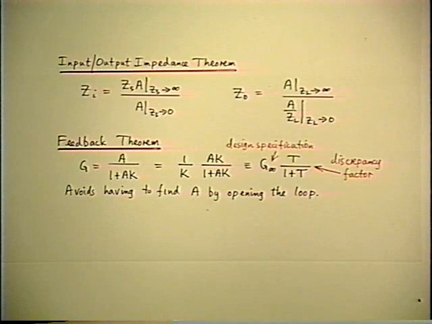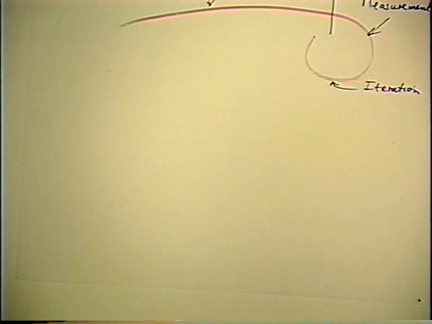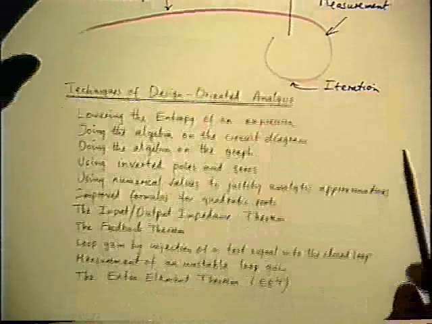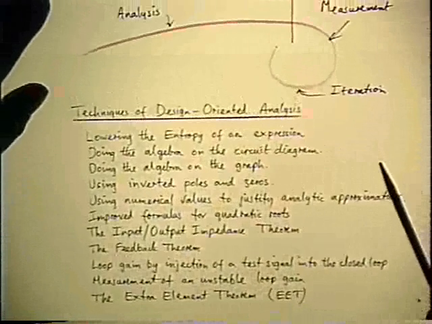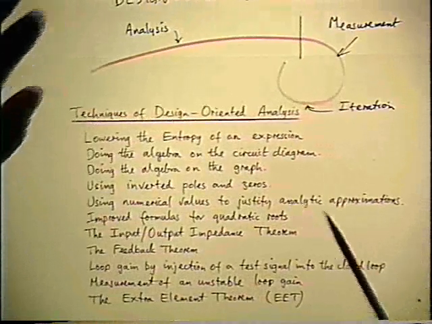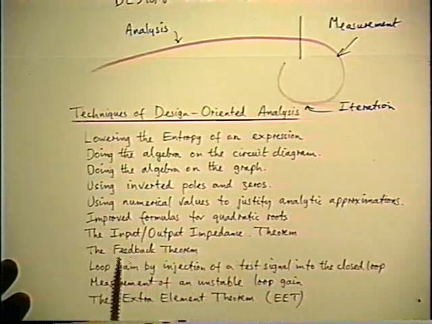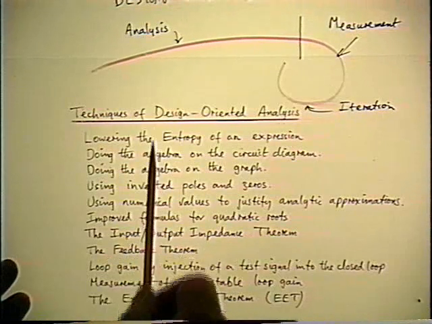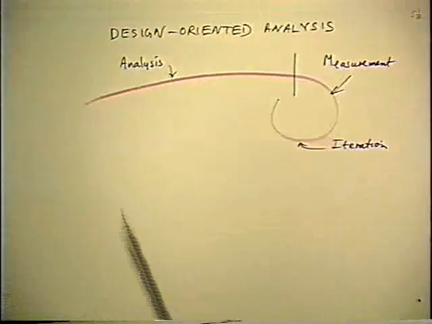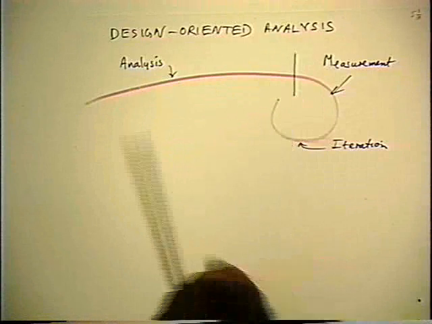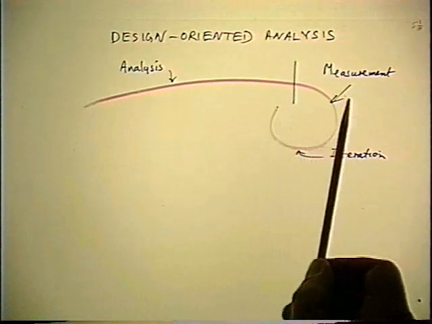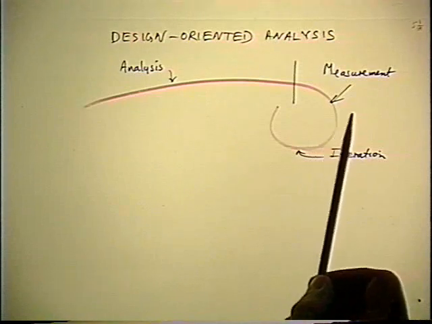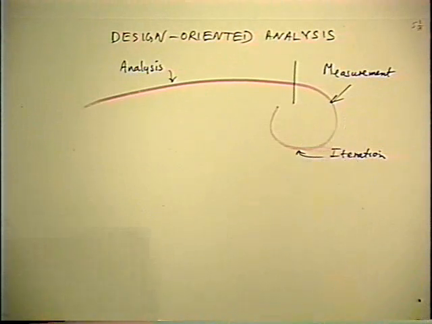Okay, now I can find one of my earlier pictures again. All of the techniques on the list so far, we've done these two now, input-output impedance theorem and feedback theorem. All the list down to that point is to do with the analysis part of this iteration loop. Now we start getting around the corner. We get to how do we make measurements of these things.